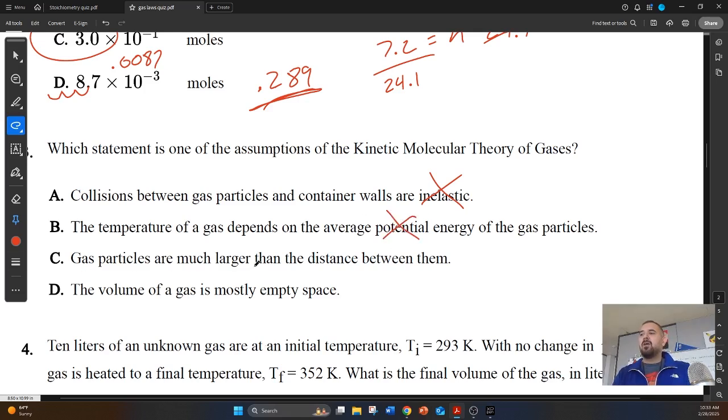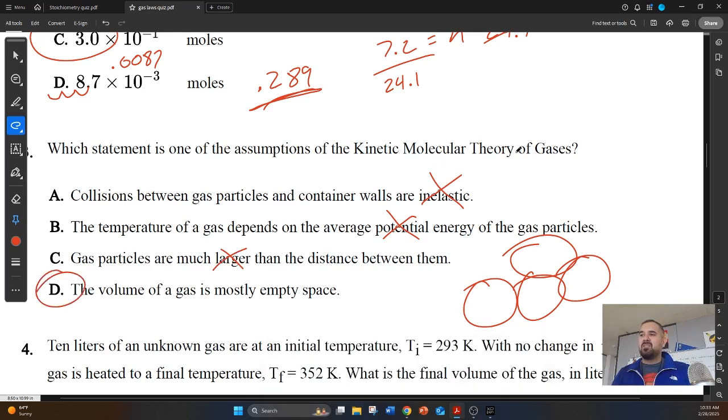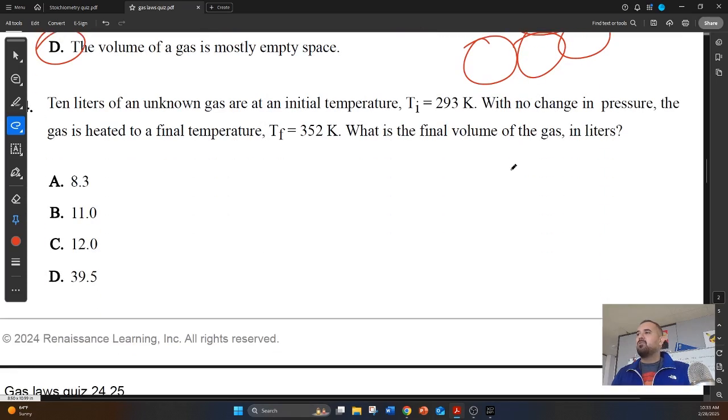Gas particles are much larger than the distance between them. Is that correct? Basically, what this is saying is gas particles are really big and close together. Is that true? No, they're actually much smaller than the distance between them. That leaves us with the last one. The volume of a gas is mostly empty space. This one is correct. That's why gases are so compressible, because they're made up of mostly empty space. Let's go ahead and move on to the next one.